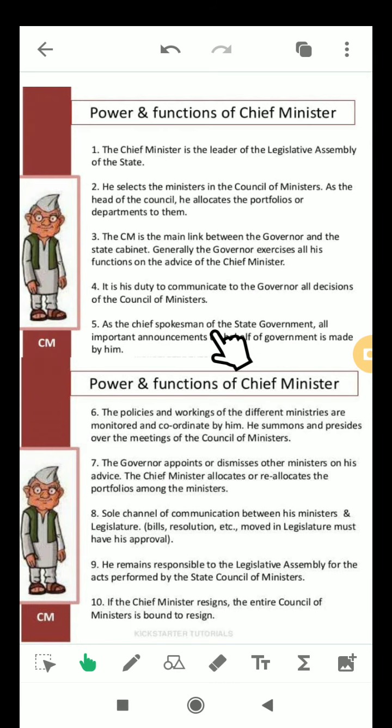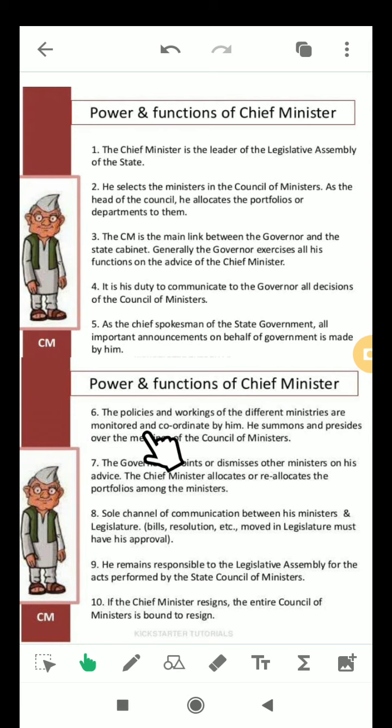As the chief spokesman of the state government, all important announcements on behalf of the government are made by him. Means whatever decisions have been taken for the benefit of the state, all will be announced by the Chief Minister himself on behalf of the government.